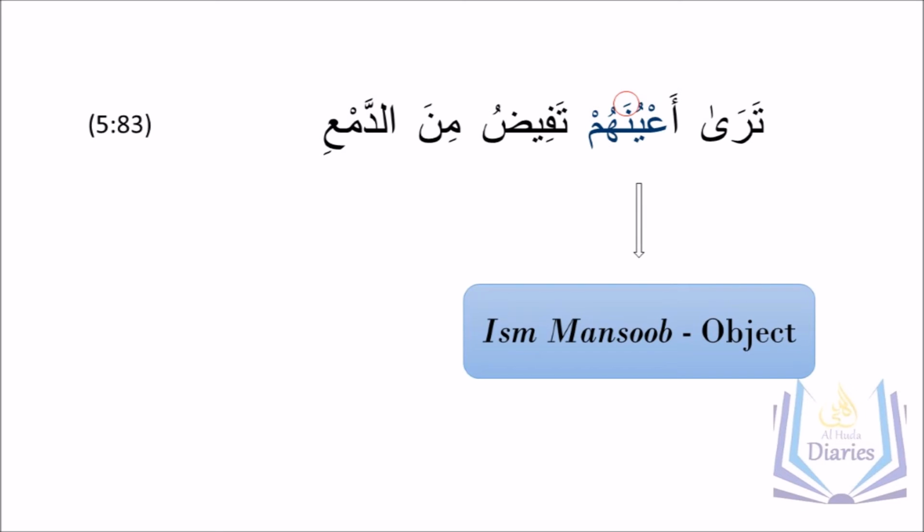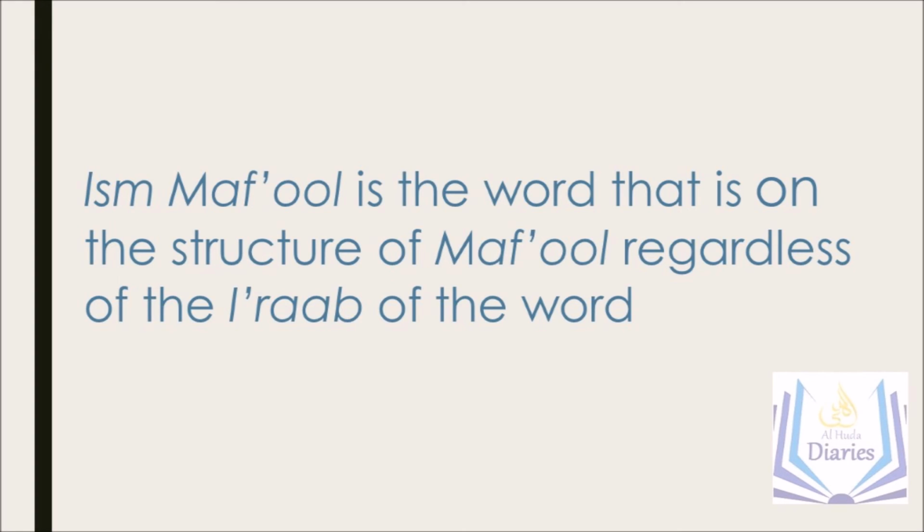So moving on to the next, Ism Maf'ool. How is it different from Ism Mansoob? Ism Maf'ool is the word that is on the structure of Maf'ool, regardless of the i'rab of the word. The i'rab could be rafa, nasab or jar, but as long as it is in the structure of Maf'ool, it is Ism Maf'ool. I hope you understood that. I shall go through it again towards the end.